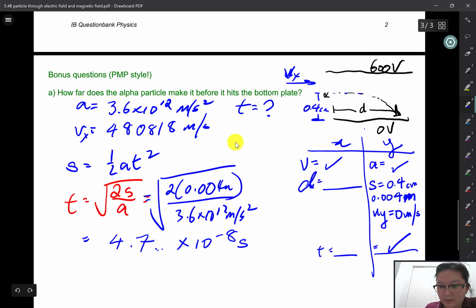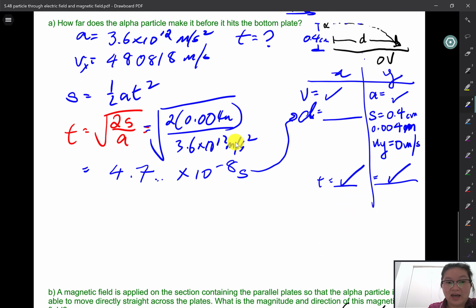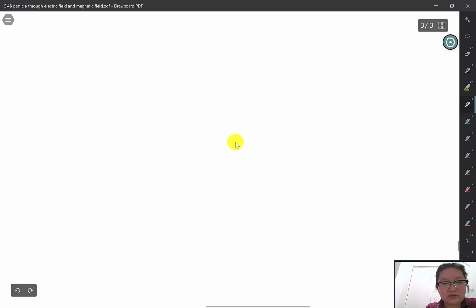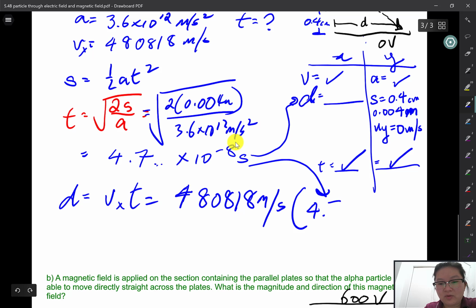So we got this time, so we're going to need to substitute this time. We're going to use it with that horizontal velocity to figure out the d. And we know that with constant velocity, we can use d is equal to vx times the time. So that's going to be 480,818 meters per second times the time, which is going to be 4.7... and everything's stored on my calculator here, minus 8 seconds.